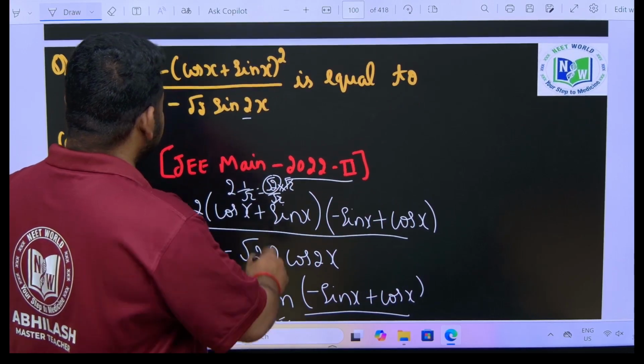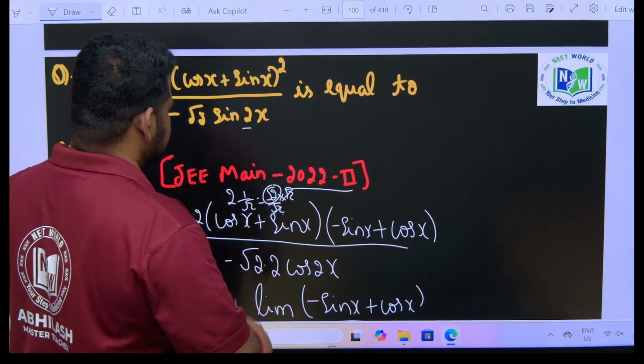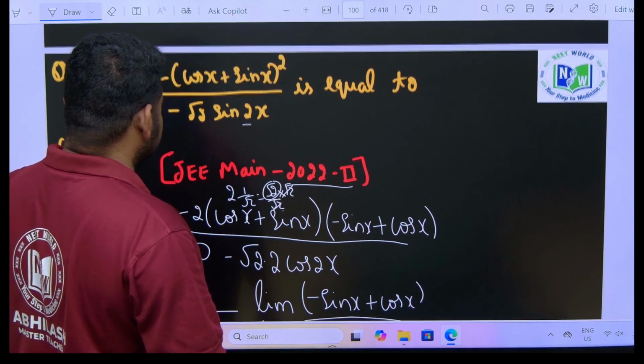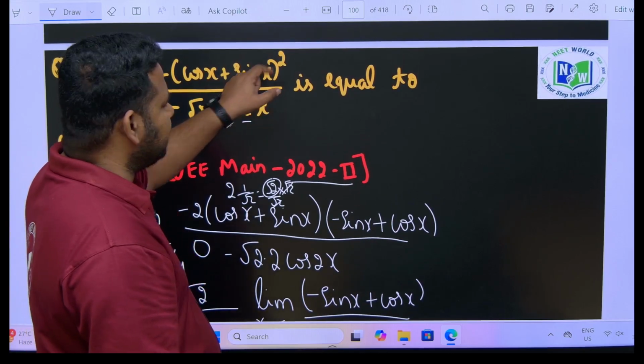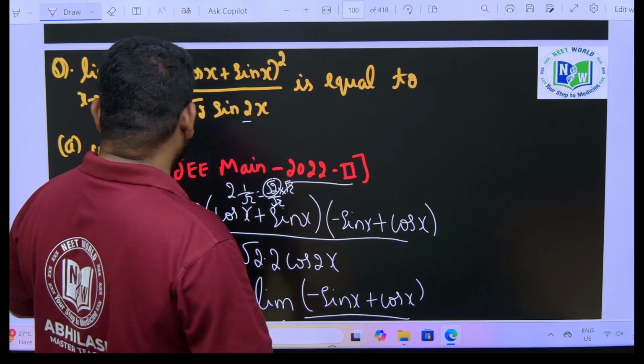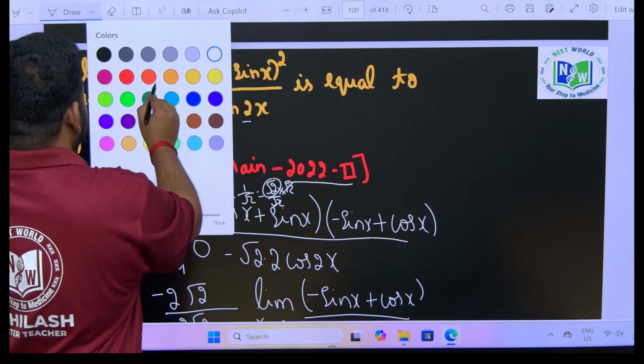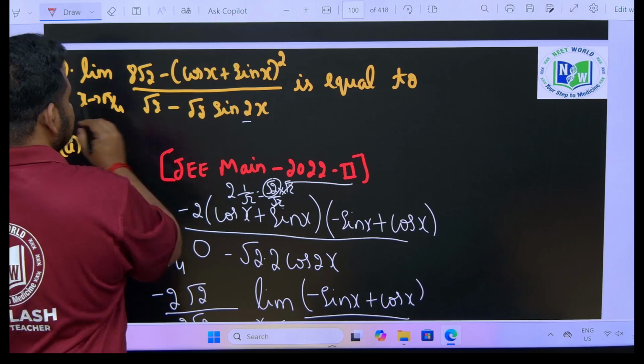There must be some mistake in the question. I am thinking about that. Actually, the question is not cos x plus sin x to the power of 2. That is why I am thinking about the options. So the question is actually not to the power of 2.